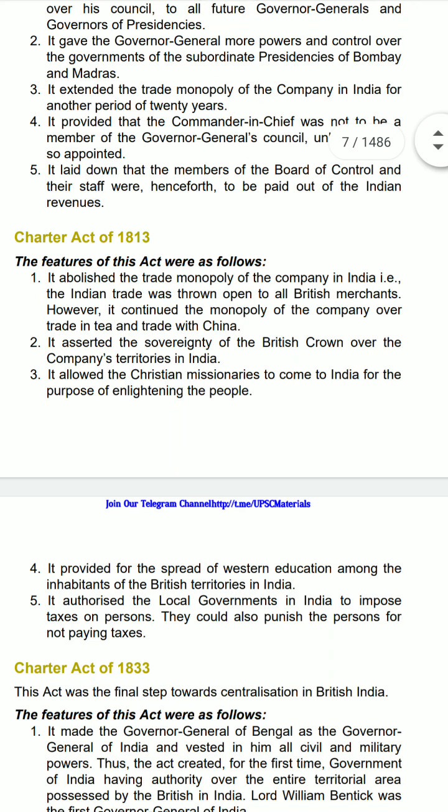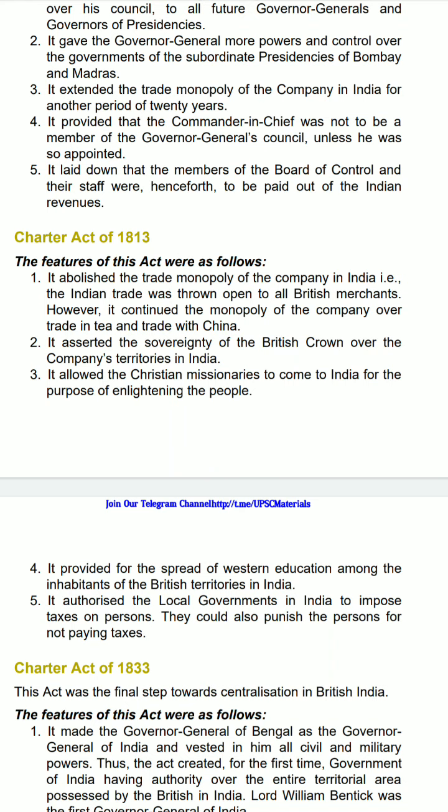Charter Act of 1813. The features of this act were as follows. It abolished the trade monopoly of the company in India, that is, the Indian trade was thrown open to all British merchants. However, it continued the monopoly of the company over the trade in tea and trade with China.